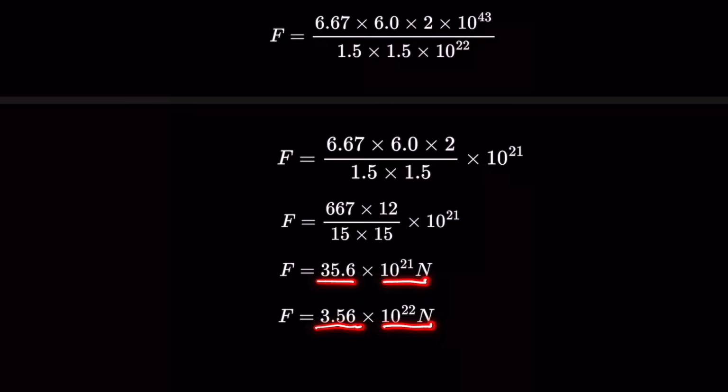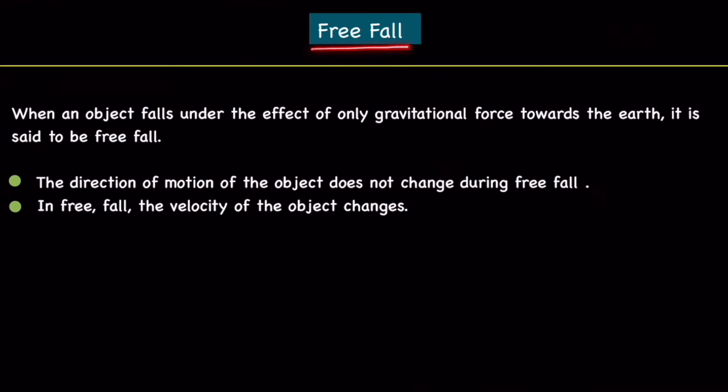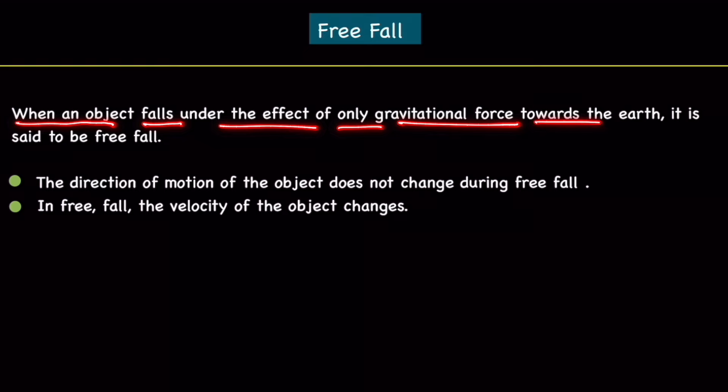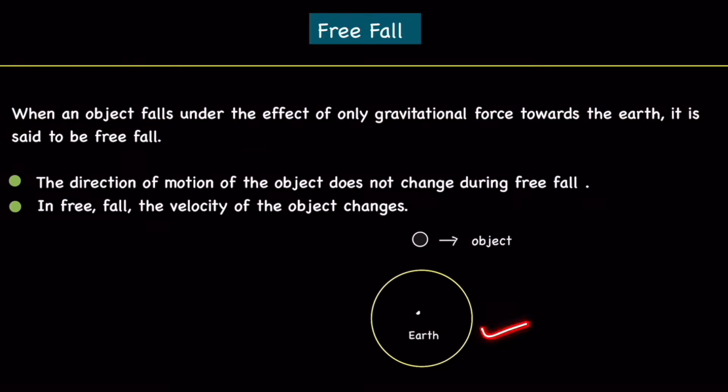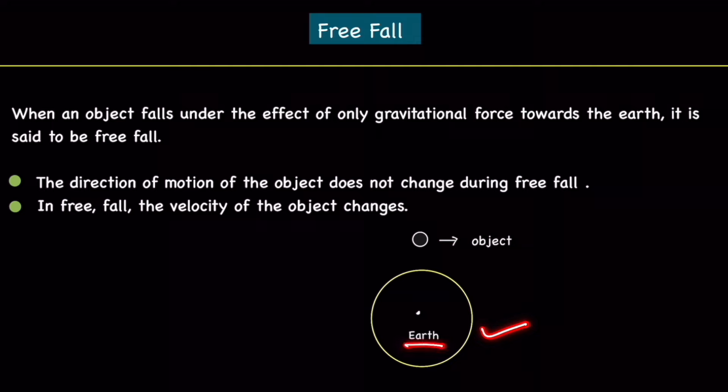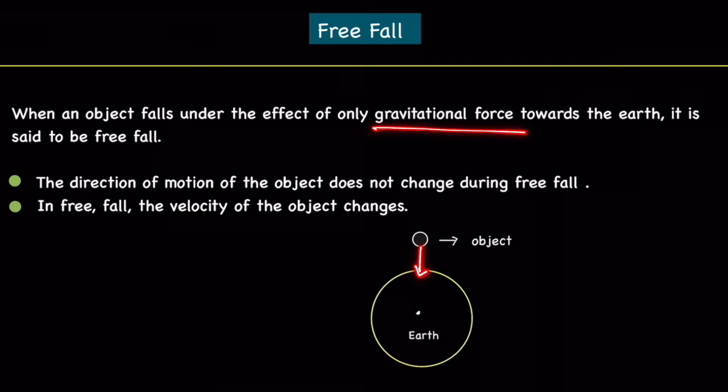Now we'll start our next topic, free fall. Free fall is defined as when an object falls under the effect of only gravitational force towards the earth, it is said to be in free fall. In this figure, this is earth and here is the object. So we know that based on the law of gravitation, earth will attract this object towards the center. So on this object, only gravitational force is acting. So this is considered a free fall.